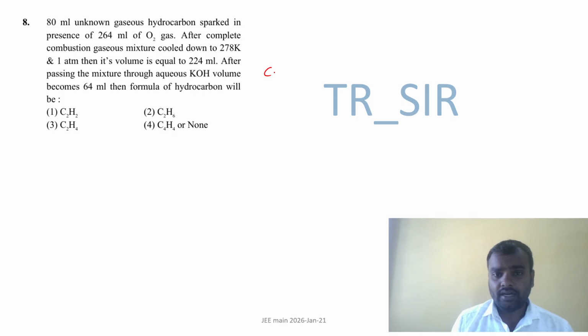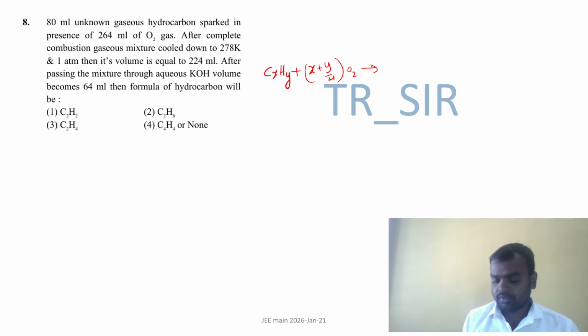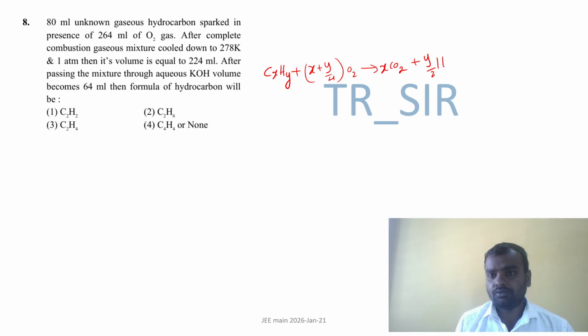First write the unknown hydrocarbon relation: CxHy plus (x plus y by 4) O2 gives rise to x CO2 plus y by 2 H2O. You will be having this relation for the unknown hydrocarbon. They have given 80 ml of hydrocarbon.